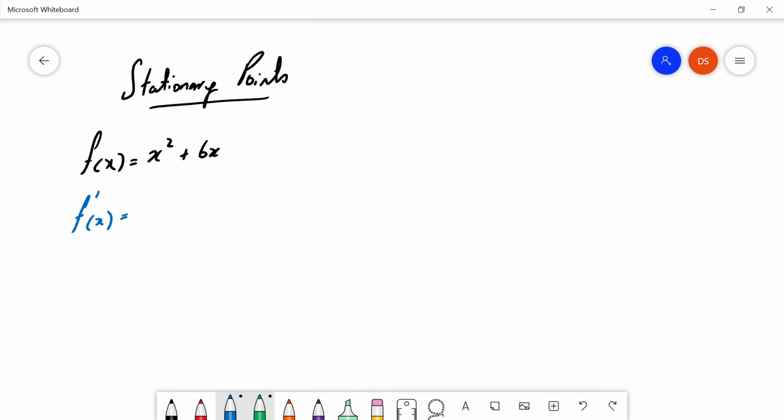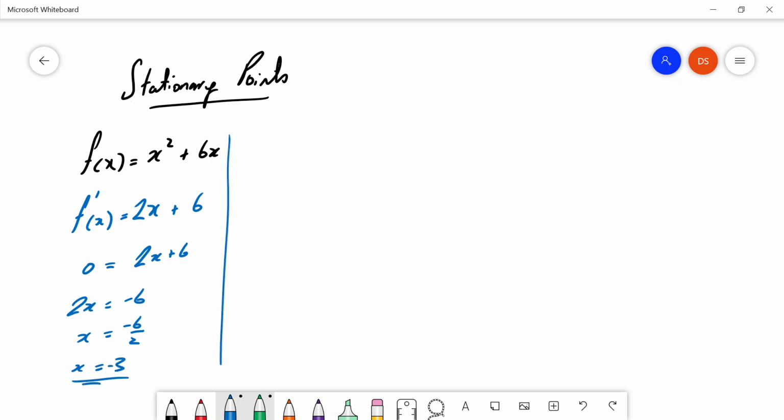So multiply by the power, take 1 off the power, multiply by the power, take 1 off the power. Let's have a look at where the gradient is 0. 0 equals 2x plus 6, so 2x is equal to negative 6, and x is equal to negative 6 divided by 2, or x is equal to negative 3. This is where there is a stationary point. And we can look at this graphically as the point where the gradient is 0, or the equation is flat.